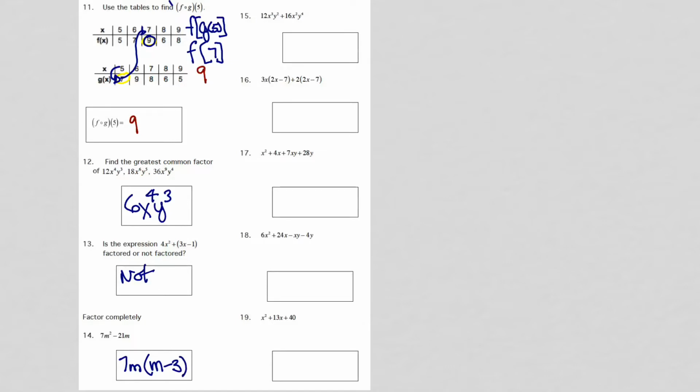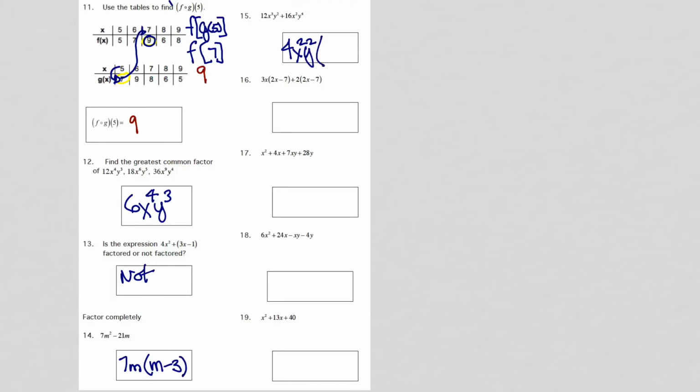In 15, what's common between the 12 and the 16? It looks like a 4, so we're going to take out a 4. And then we have x cubed and x squared. The smaller exponent is the 2, so we're going to take out the x squared. We've got 2 x's here, 3 here, so at least 2 in each one. And then for the y's, we've got 2 here and 4 over here, so there's at least 2 in each one. So we'll take out a y squared.